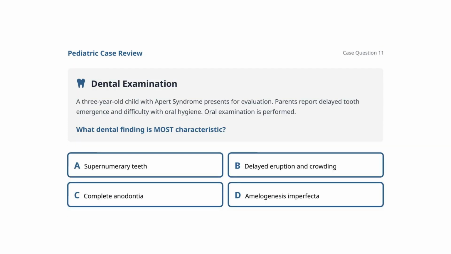A 3-year-old child with Apert syndrome presents for evaluation. Parents report delayed tooth emergence and difficulty with oral hygiene. Oral examination is performed. What dental finding is most characteristic in Apert syndrome? Option A, supernumerary teeth. Option B, delayed eruption and crowding. Option C, complete anodontia. Option D, amelogenesis imperfecta.